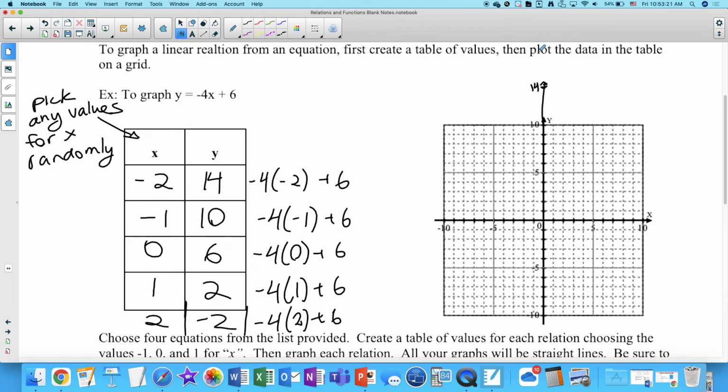When x is -1, y is at 10. When x is 0, y is at 6. When x is 1, y is at 2. When x is 2, y is at -2. Okay, and then if they form a line, connect them. And please use a ruler. I'm not doing that because of my smartboard, but they should be straight lines. You don't want a wonky one, this is not even that good, right?